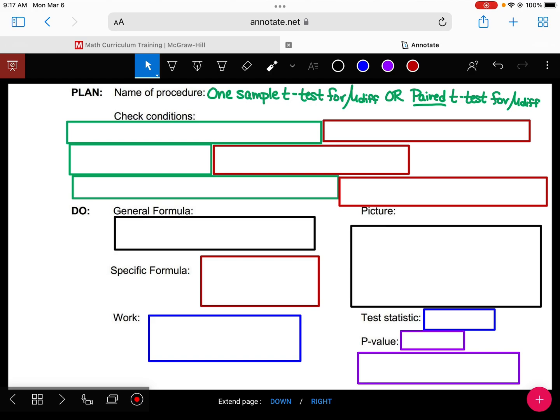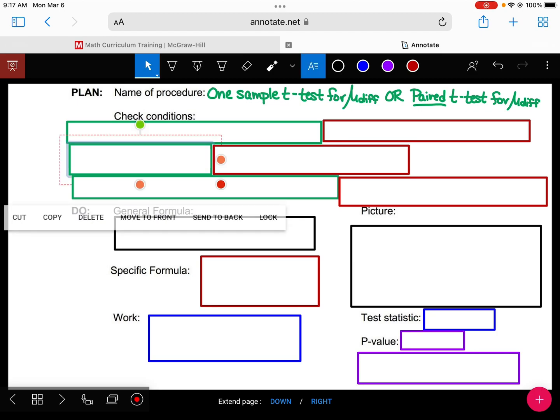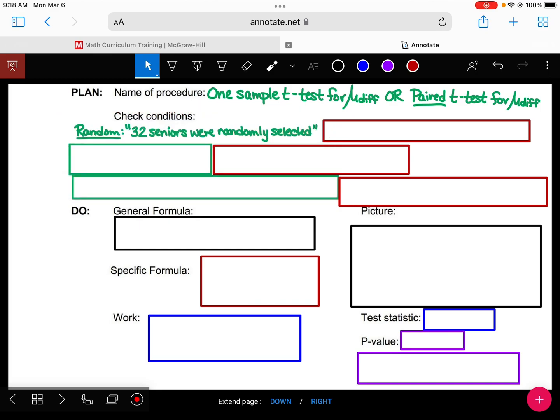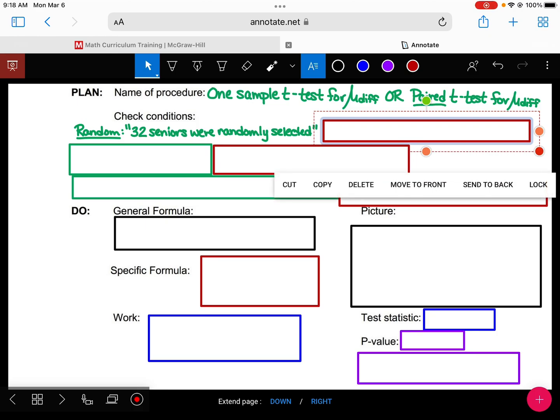Checking those conditions. What's our first condition? Randomness. Do we have randomness? What did it say to give us randomness? Yep. 32 seniors were randomly selected. Right here, when you go looking for your randomness condition, this is where you can double check that you chose correctly, whether it's mu1 minus mu2 or mu diff. We have a single sample here. What can we say because it's random? Like, why do we care about the randomness? Yes, so that we can generalize to all our seniors, to our population.